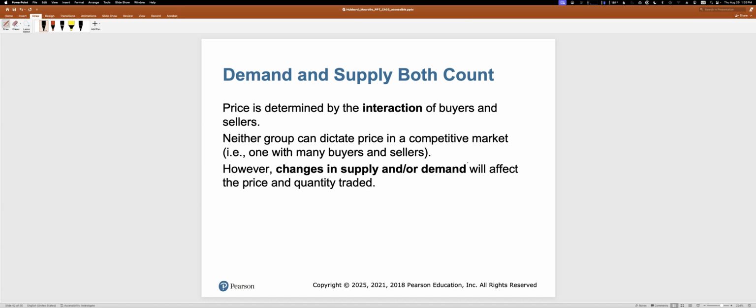So there we go. The price itself is determined by the interaction of the buyers and the sellers. No one's dictating the prices. So again, I'll write this out here. As long as the price freely adjusts, then there are no shortages or surpluses.